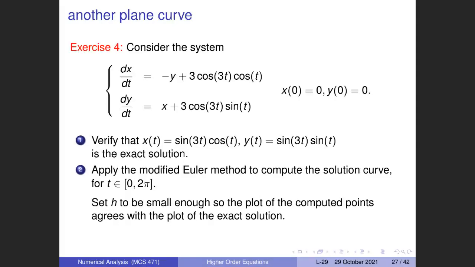Here is another curve. I don't tell you what it is. Well, I can tell you it is a rose with 3 stems, with 3 leaves. So you will see that rose coming up if you apply the modified Euler method. And this is again a numerical exercise.